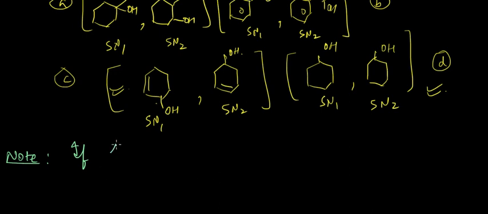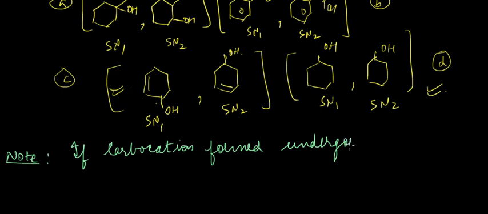So if the carbocation formed undergoes rearrangement, then SN1 and SN2 products are different.